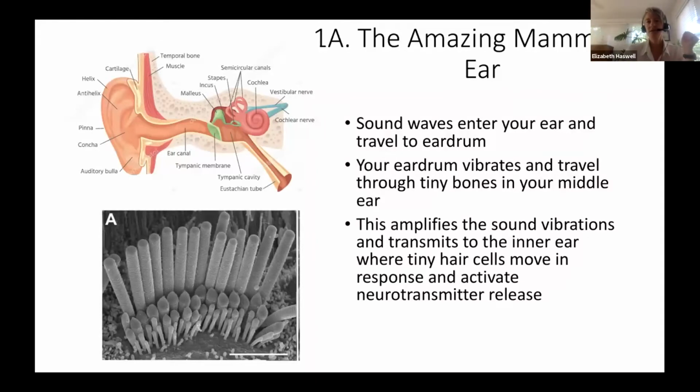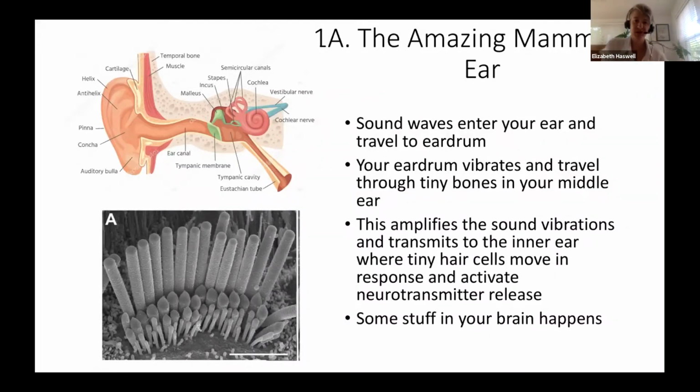And this amplifies the sound vibrations and transmits them to these amazing inner ear hair cells, which I think you can see here. Each of these pillars here is a single cell, and they move in response to the vibration, and that activates the release of neurotransmitters. And then, I don't really know, some stuff happens and you sense that there's sound. So I'm only interested in the perception part here.